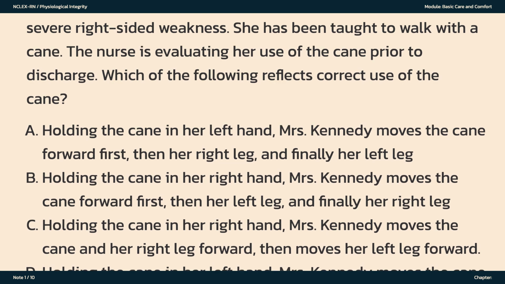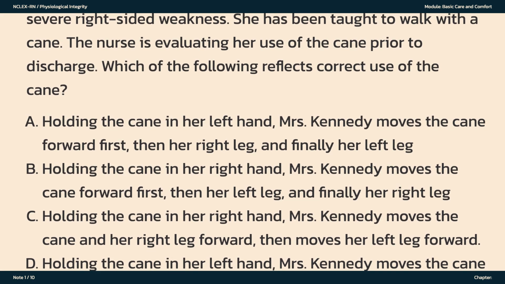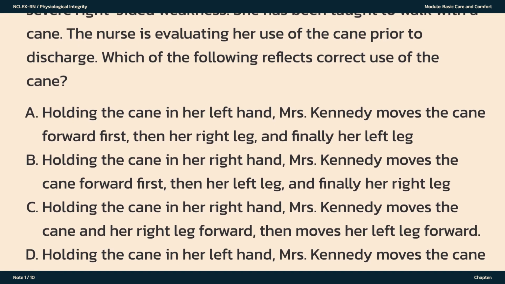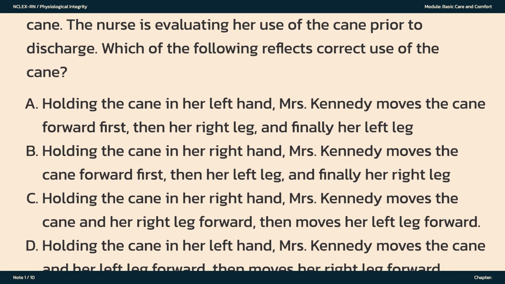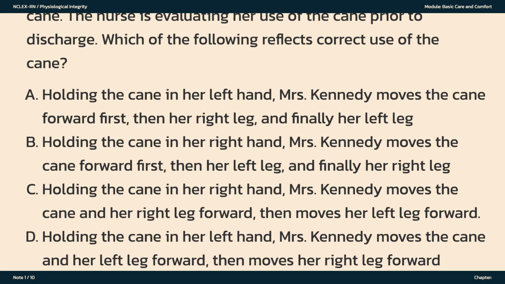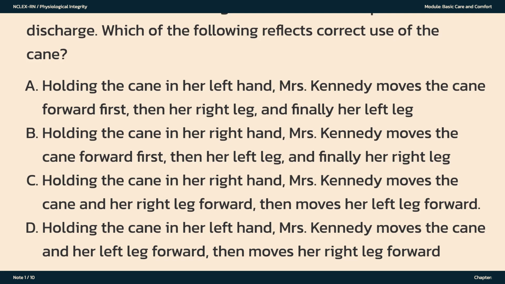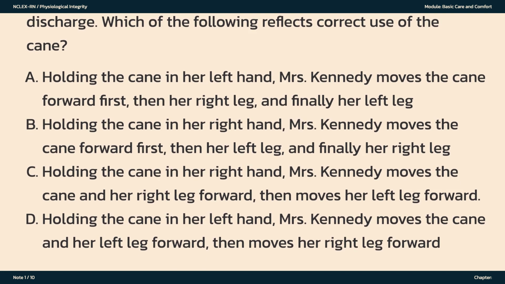A. Holding the cane in her left hand, Mrs. Kennedy moves the cane forward first, then her right leg, and finally her left leg. B. Holding the cane in her right hand, Mrs. Kennedy moves the cane forward first, then her left leg, and finally her right leg. C. Holding the cane in her right hand, Mrs. Kennedy moves the cane and her right leg forward, then moves her left leg forward. D. Holding the cane in her left hand, Mrs. Kennedy moves the cane and her left leg forward, then moves her right leg forward.